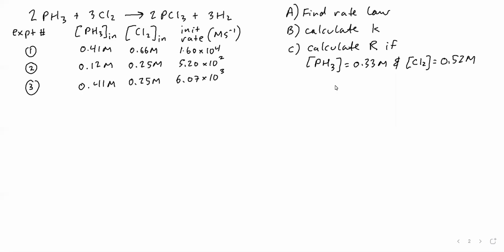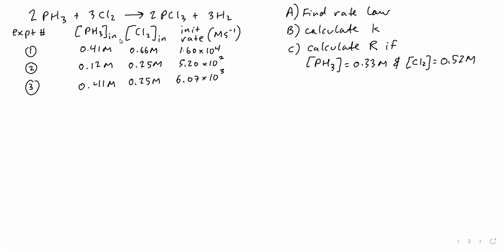Hello, everybody. This is a video that will help you to decipher rate tables and to try to figure out the rate law for a reaction and to calculate K. So the first step is to look in your rate table and find the row that has the lowest concentrations. For this particular rate table, it has to do with the reaction of PH3 and Cl2, so we have the reactants PH3 and Cl2 in the first two columns.